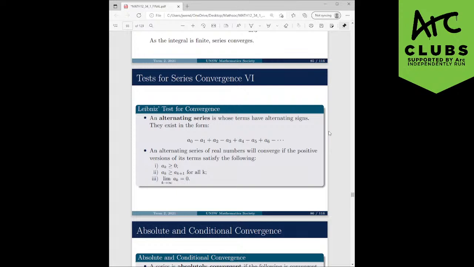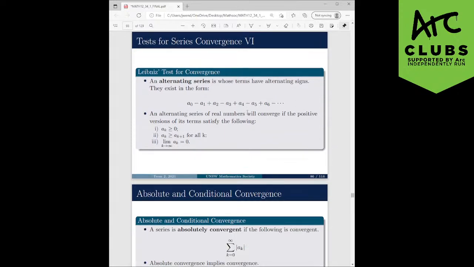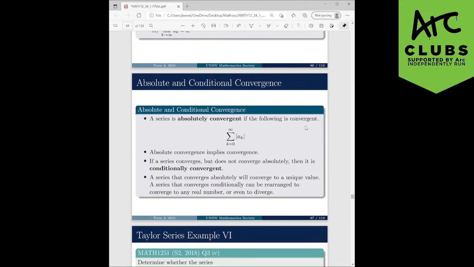If you don't satisfy a condition, you can't say it diverges. It's also one of those theorems, so this only works for convergence. If it doesn't satisfy a condition, you have to find some other test to determine whether it converges or diverges. So this one is pretty specific to convergence, like the divergence test was pretty specific to divergence.